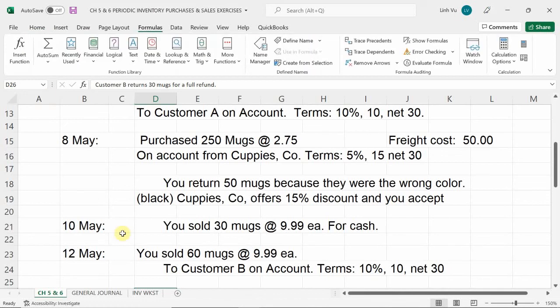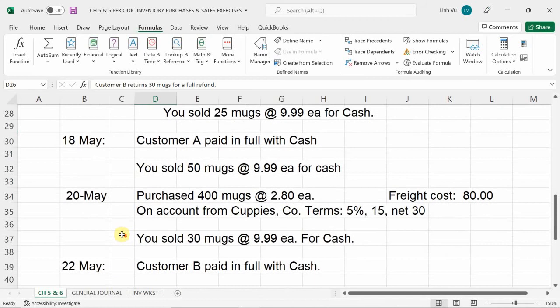And my last purchase here on May 20th, did I end up making a discount? Yes, because my discount due date was in 15 days. I paid within 10. So therefore, I need to calculate my discounted amount for my purchase discount for the purchase made on May 20th.